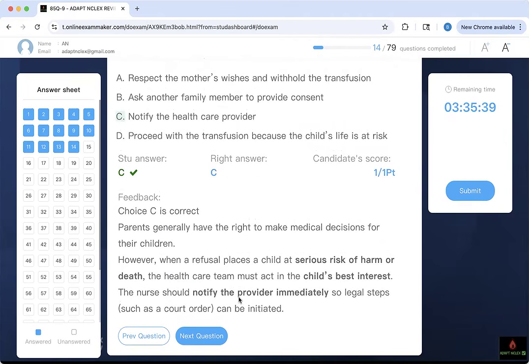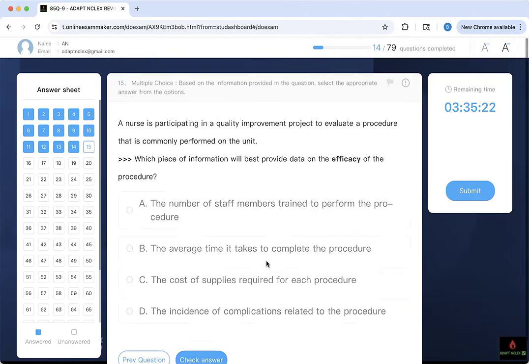Look, parents generally have the right to make medical decisions for their child. However, when a refusal places a child at serious risk for harm and death, the care team must act in the child's best interest. In this situation, the child cannot speak, so we have to act in their best interest.